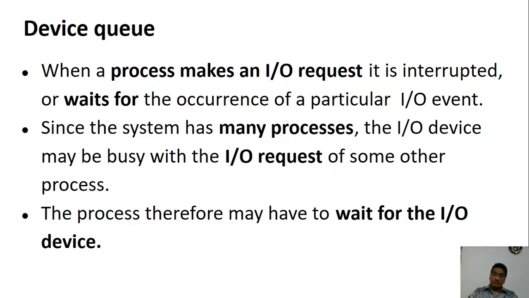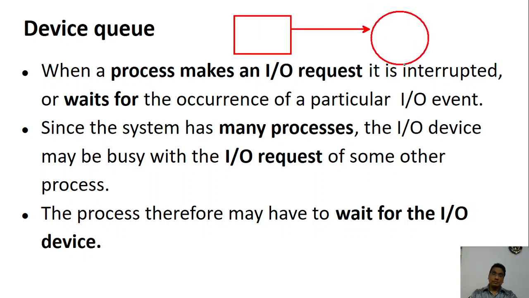Now we know that we have a process. Let's assume that you have a process and it is executing. So let's assume that this is the CPU, and this is your favorite process P1.